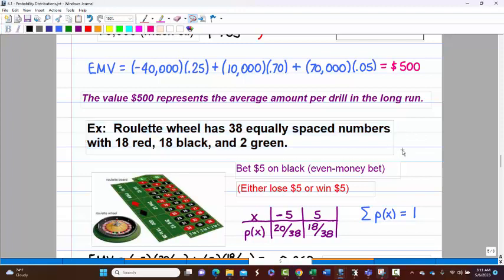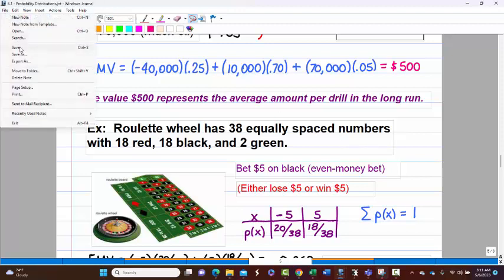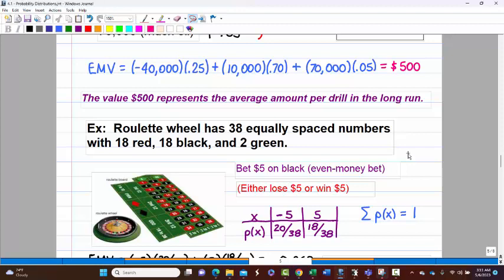A roulette wheel has 38 equally spaced numbers. Well, there are some wheels with 39 numbers, but we're not getting into that in our class. This is fine: 18 red, 18 black, and 2 green. This breakdown right here is sufficient for you to figure out these probabilities.